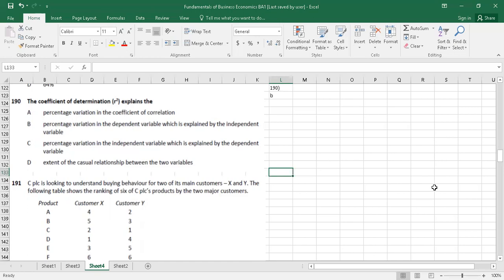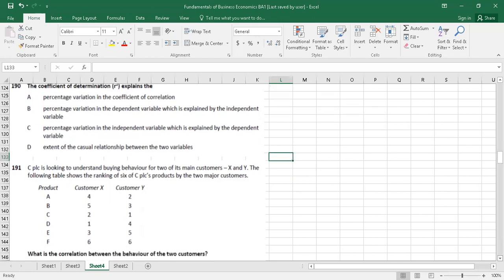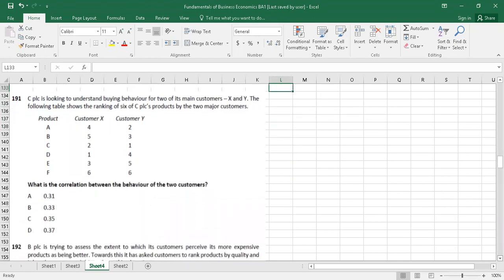Okay, 191. CPLC is looking to understand buying behavior for two of its main customers, X and Y. The following table shows the ranking of 6 of CPLC's products by two major customers. So the ranking is already done. We have the products A to F, and customer X and customer Y's ranks. Now we need to find out what the rank correlation is.